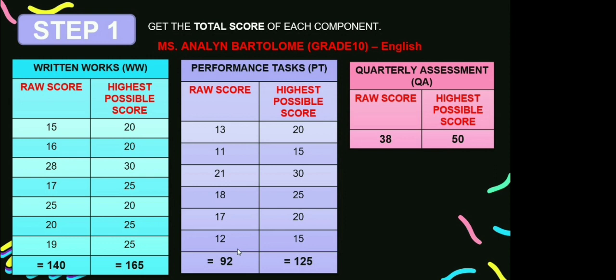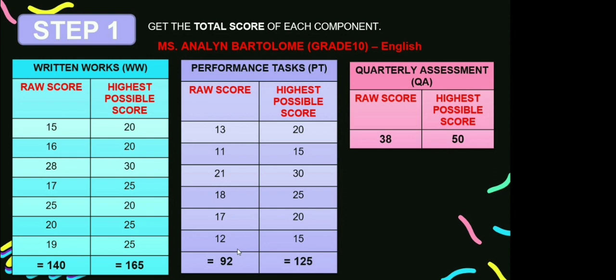Next is the performance task. Here, she was able to comply with all 6 performance tests as well, and these are the scores. The total of the raw score is 92. Next column is the highest possible score, and the total of it is 125. For the last component, we have the quarterly assessment, and Miss Bartolome got 38 out of 50 items.